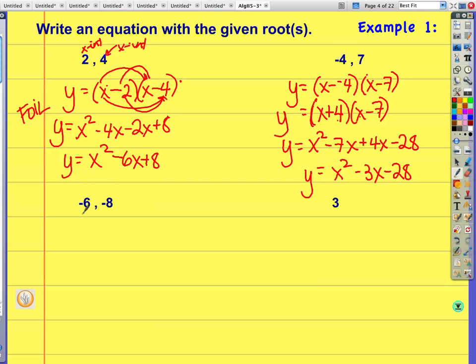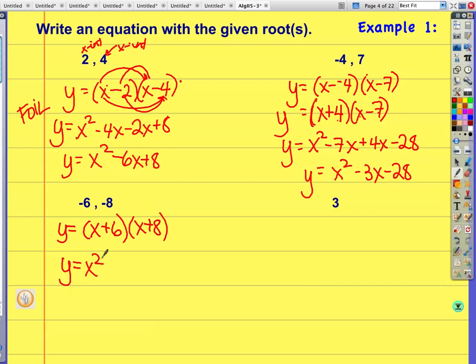All right, here we have negative 6 and negative 8. So I'm going to go ahead and write it out, x minus negative 6. I'm just going to write down plus 6. I think you can handle that. All right, x minus negative 8 is actually plus 8. FOIL it if you need to.